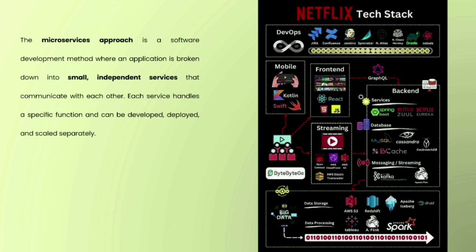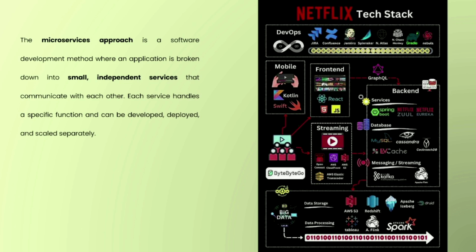Now here you can see that it is divided into different sections: front end, back end, streaming, data, then the mobile platform, and for the deployment purpose. All these sections you can see here. It is divided into small parts. For front end they decided to use React JS. For backend they decided to use Netflix Zuul, Netflix Eureka, and for a particular purpose Kafka. For streaming purpose they use OpenConnect or AWS services.